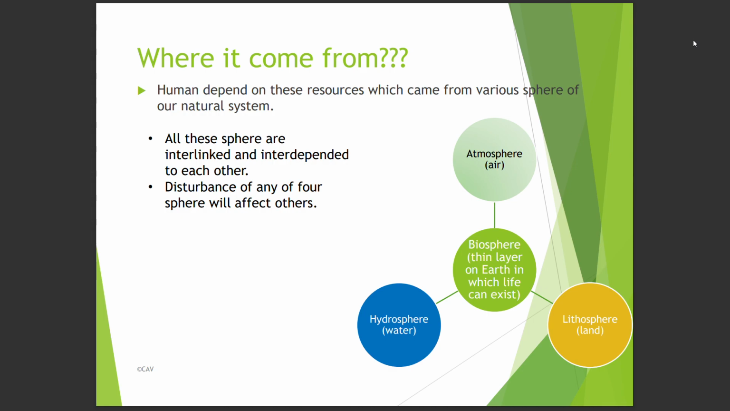So where did all these problems come from? Humans depend on these resources which come from various spheres of our natural system: the biosphere, hydrosphere, atmosphere, lithosphere. We have studied this in the first unit, right? Some portions of all these spheres are connected to form the biosphere. All these spheres are interlinked and interdependent. Disturbance of any of the 4 spheres will affect the others.